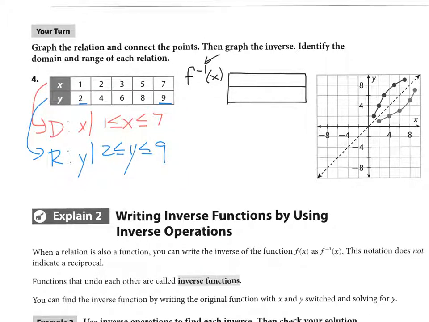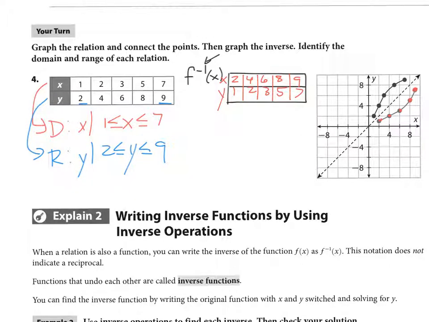So all I'm going to do now is come over here and flip-flop these. So now this becomes 2, 1; 4, 2; 6, 3; 8, 5; and 9, 7. These are my x's, these are my y's. Now I'll just plot those points. So if I plot those points, I have the point 4, 2, which is right here. I have the point 2, 1, which is here, and then 6, 3, and then 8, 5, and then 9, 7. So those are all the inverse points.